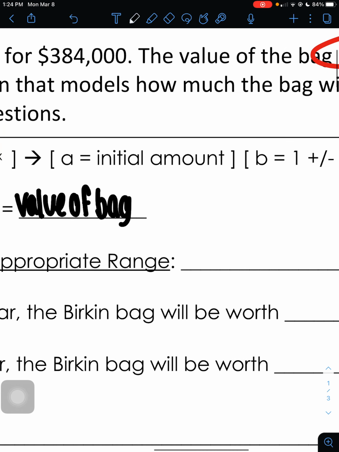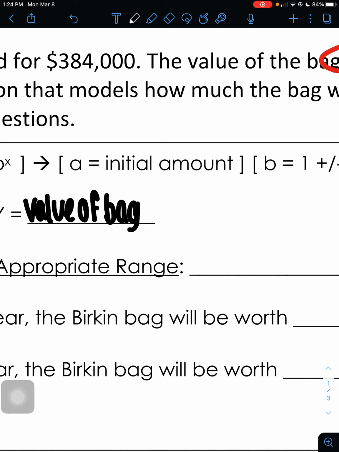Now let's figure out what's an appropriate range. We just said that the y value refers to the value of our bag. And that value is 384,000. That was that initial value. So I know that's going to be included in my answer somehow, some way. So let me ask, will the value of our bag ever be $100,000?